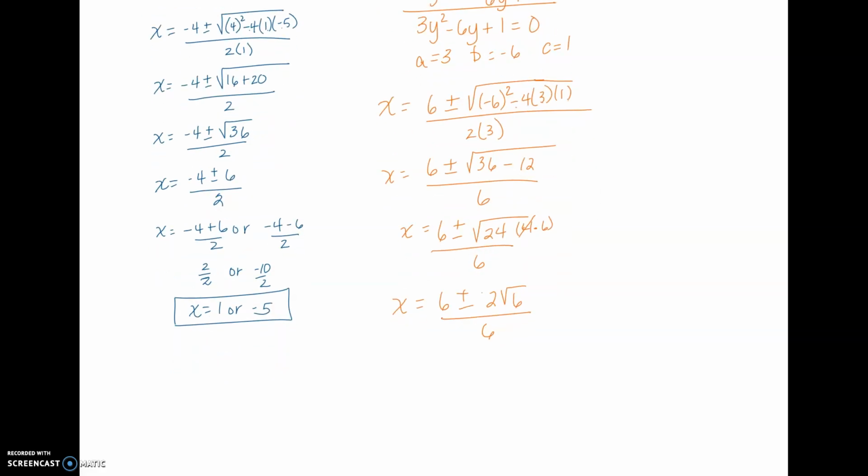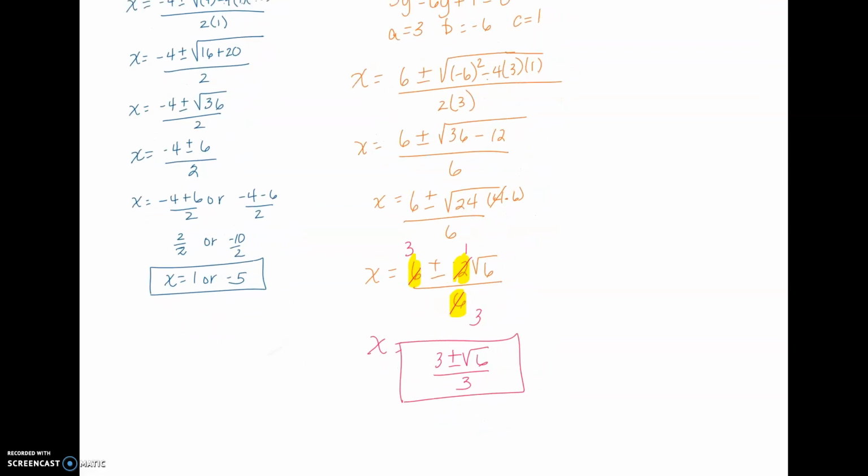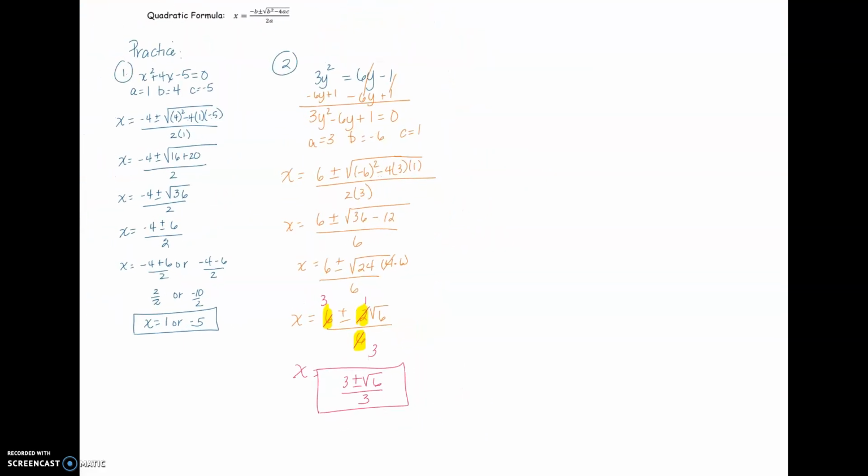Now, I can do some simplifying because 6, 2, and 6 all share a common factor of 2. I'm going to simplify this by 2. So this becomes 3, this becomes 3, and that becomes a 1. So this is 3 plus or minus the square root of 6 over 3. Okay, and you can leave it like that, or you can expand it out and do 3 plus the square root of 6 over 3 and 3 minus the square root of 6 over 3.